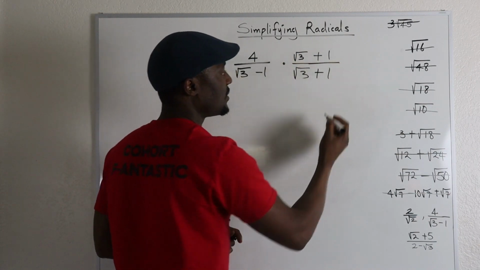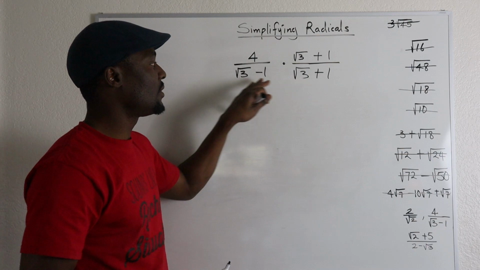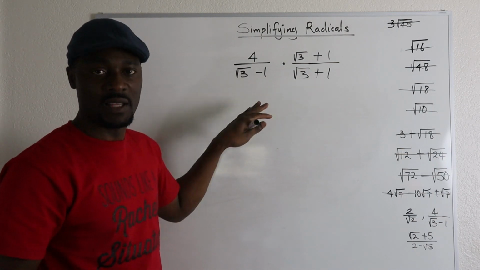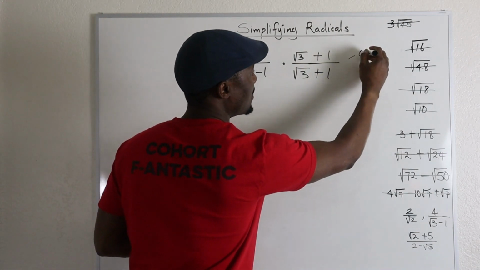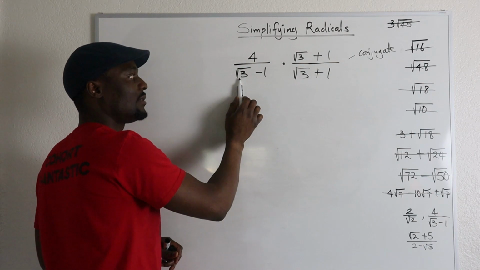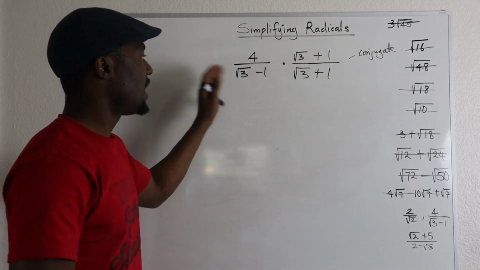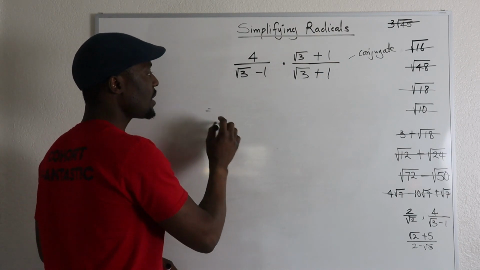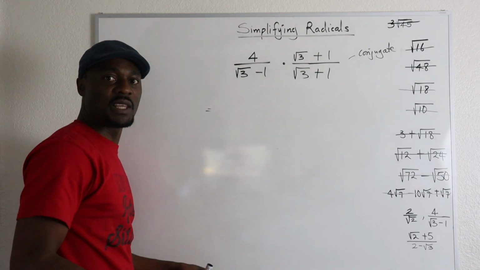That's all you need to do. Just change the sign in the middle. Once you do that, you'll be able to get rid of the radical sign in the denominator. So this expression here is called the conjugate. The conjugate of rad 3 minus 1 is rad 3 plus 1. So let's do the multiplication. This you always do: just change the sign in the middle. You have resolved the case.